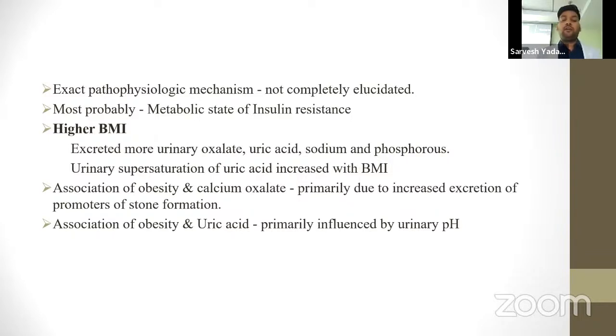Higher BMI also contributes to nephrolithiasis. These patients excrete more urinary oxalate, uric acid, sodium and phosphorus. Urinary supersaturation of uric acid increases with BMI. Association of obesity and calcium oxalate stone is primarily due to increased excretion of promoters of stone formation, and association of obesity and uric acid stone is primarily influenced by urinary pH.